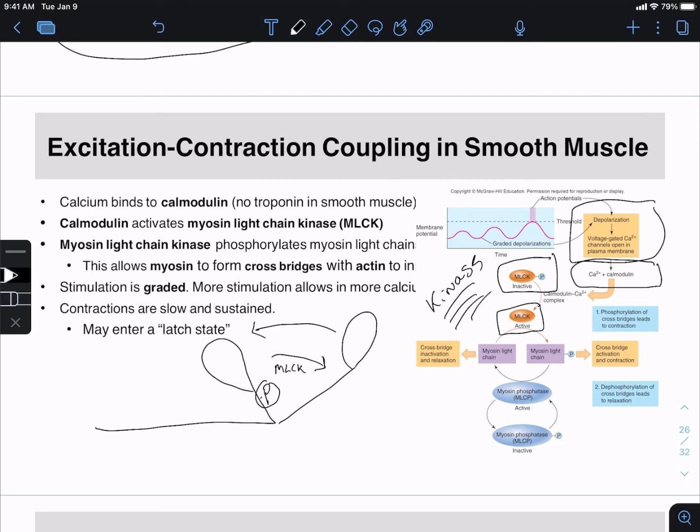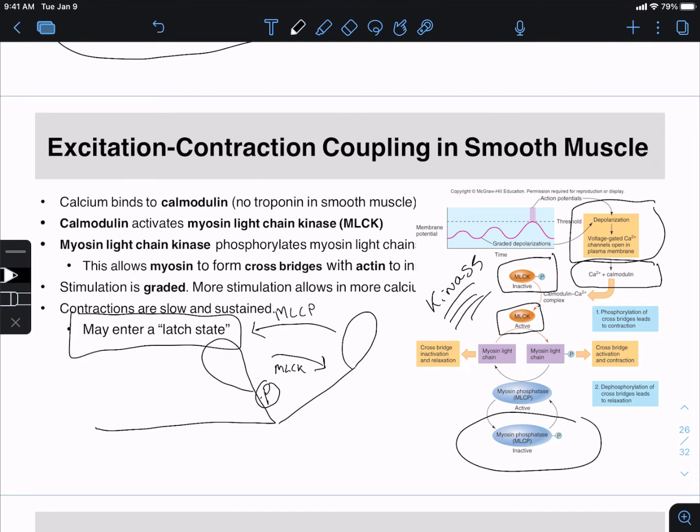So myosin light chain kinase is responsible for moving us into the cocked position through the process of phosphorylation, and myosin light chain phosphatase removes the phosphate, allowing us to go through the power stroke. Now, interestingly enough, our cells can inhibit myosin light chain phosphatase or myosin light chain kinase, depending on the situation, and we can actually remain in what is known as a latch state.